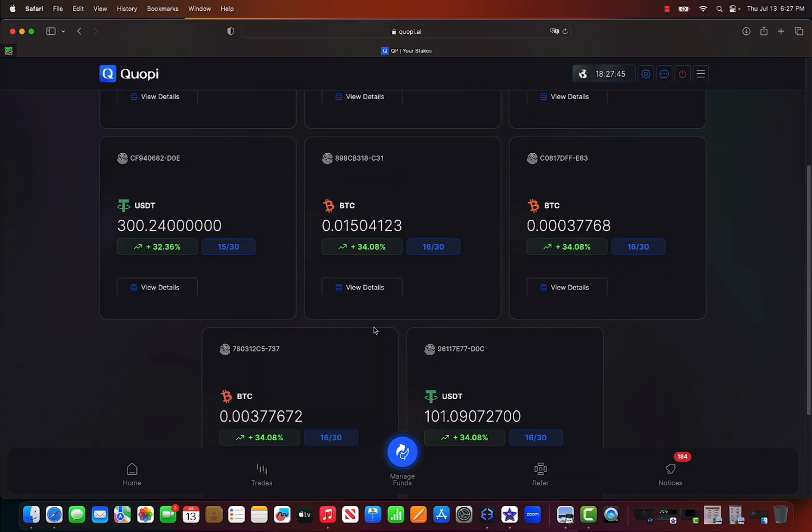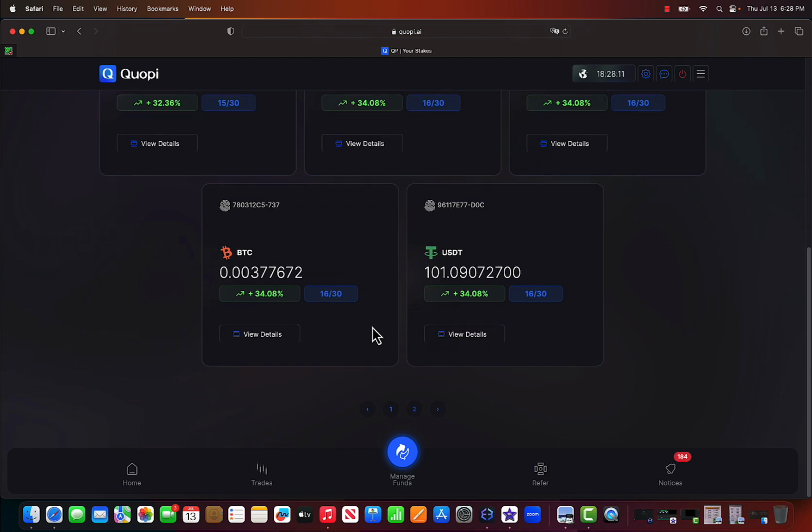And we have one that's been locked down for 15 days. The one in the middle and the one on the right have both been staked for 16 days. The one on the left, which is for 15 days, has received a 32.36% return, and the two that are in the middle and the far right have achieved a 34.08% return.